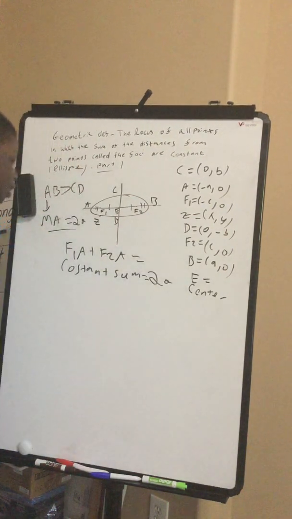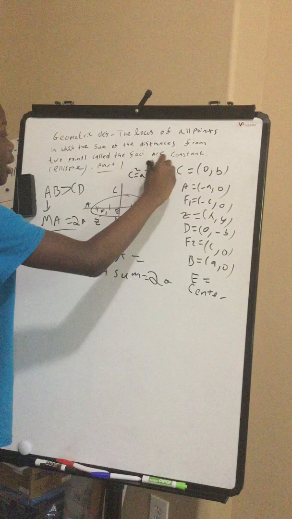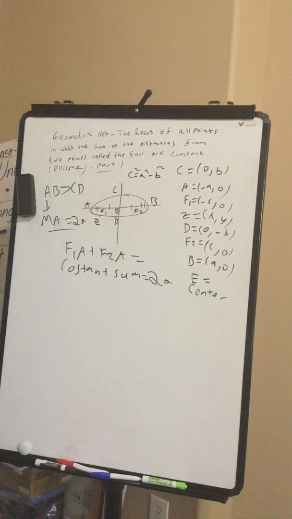So we've proven that the constant sum is equal to the length of the major axis, or 2a. Now, the other relationship I want to prove is that c squared is equal to a squared minus b squared. You guys are probably thinking, doesn't Pythagoras' theorem state that c squared is equal to a squared plus b squared? Well, that's not the case. In this case, a will be the hypotenuse.